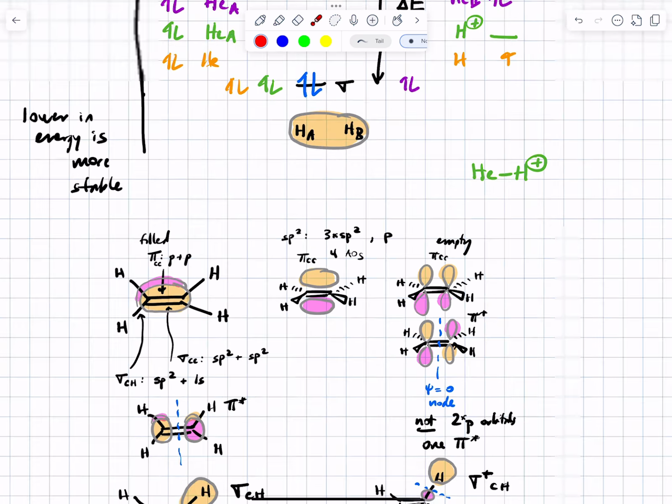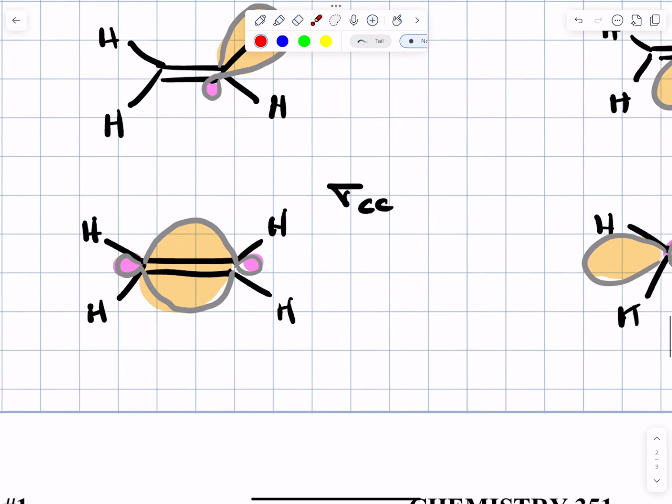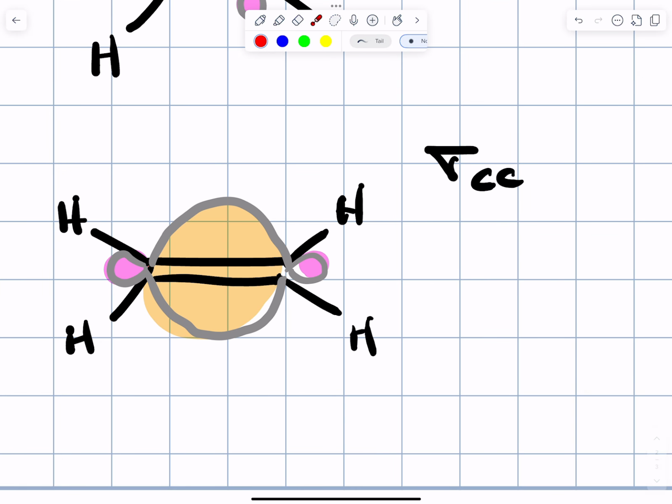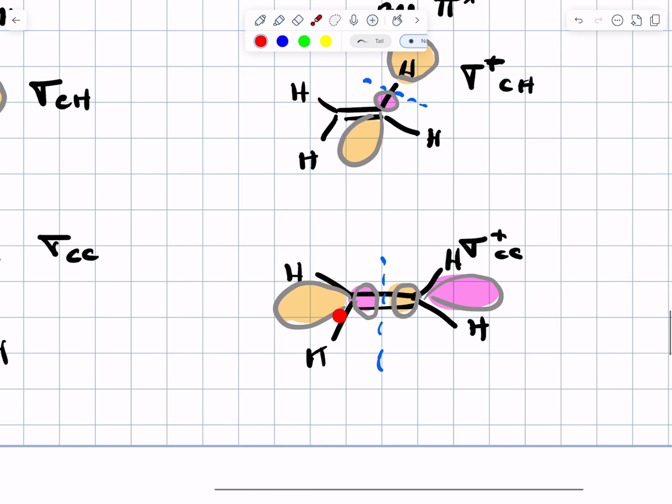You'll notice something similar with the sigma bonding orbitals. sp2 orbitals always have a node at the carbon. So the sigma bonding orbital for carbon has basically two nodes, whereas the sigma star has 1, 2, 3. I'm only highlighting the new one that's different between the two. Does that make sense?